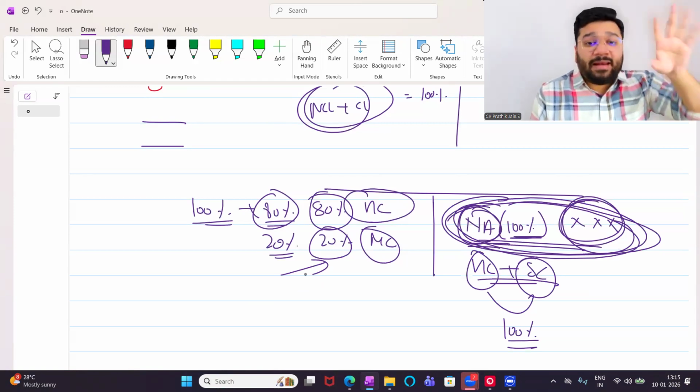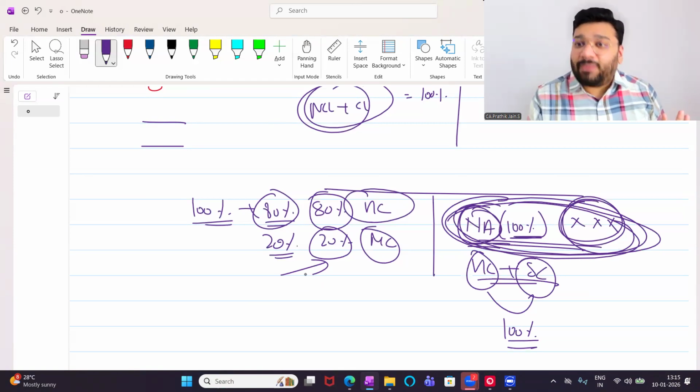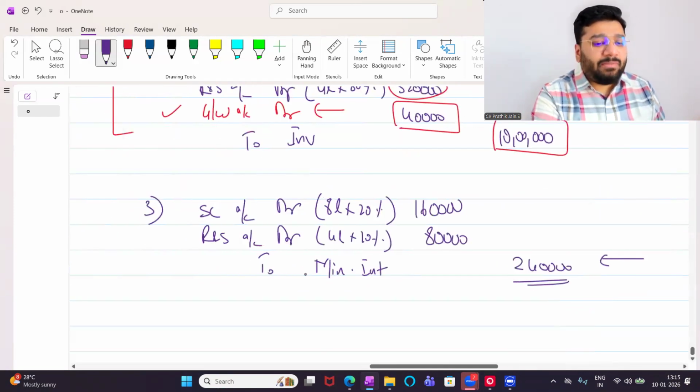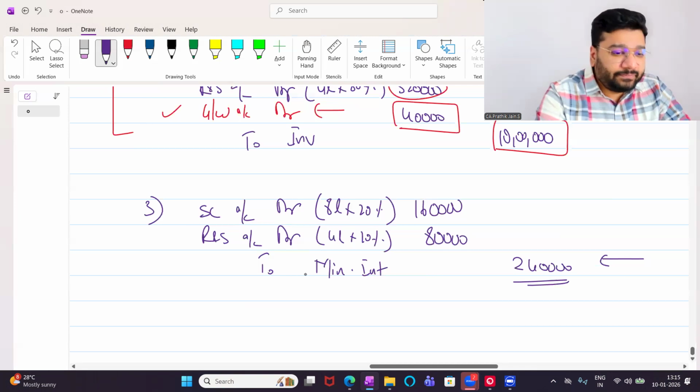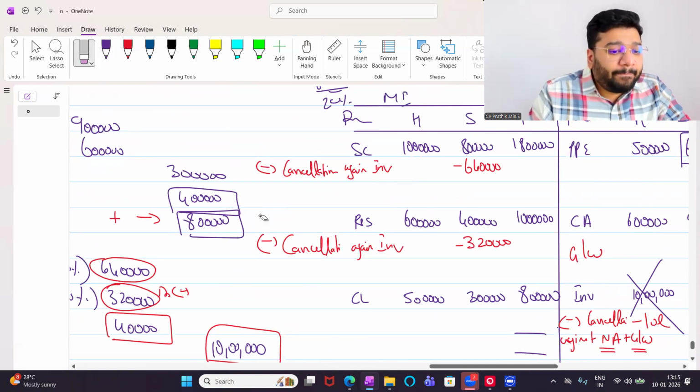So many people on the planet do not know why minority interest is coming inside the balance sheet on the liability side. This is very important. Clear or not clear? Online people, clear or not clear? Yes, sir. Now, share capital I'm further reducing.